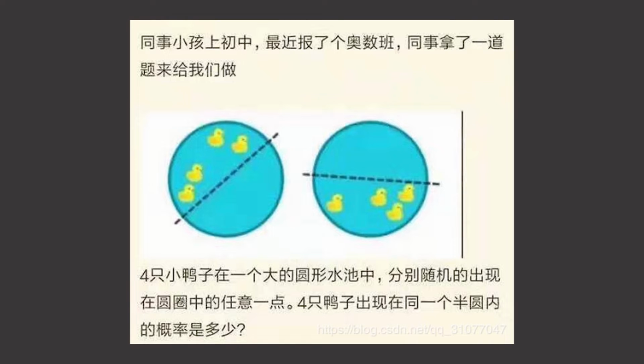I want to present how we solve a problem that is discussed warmly on the Chinese website Hupu. This is the problem: 4 small ducks are placed in a large circular pond, and they are randomly placed at any points inside the pond. The question is, what's the probability that the 4 ducks are placed in the same semicircle?